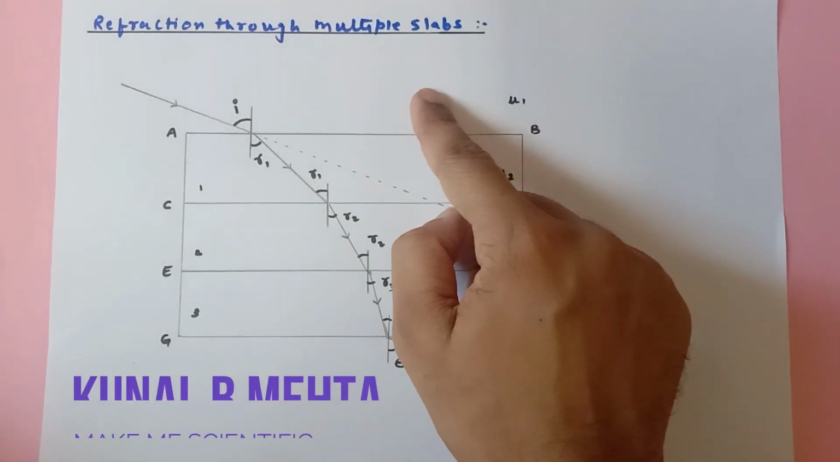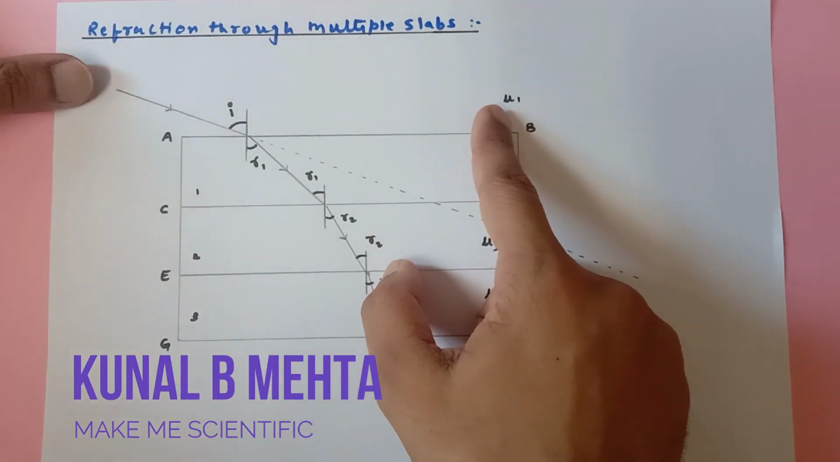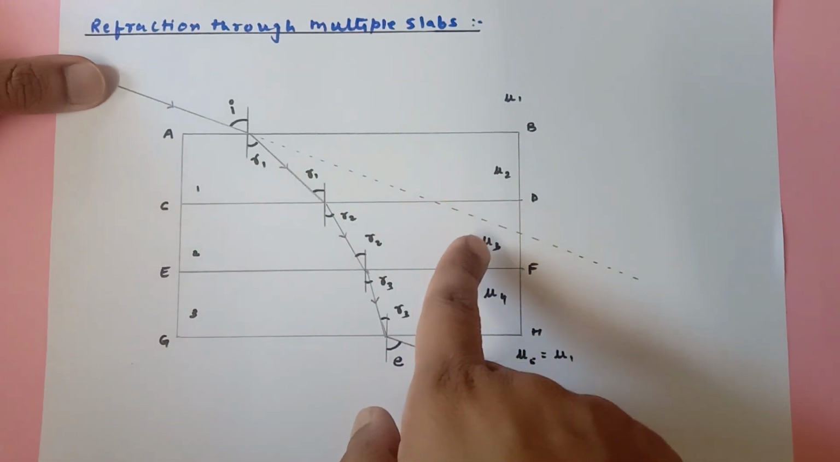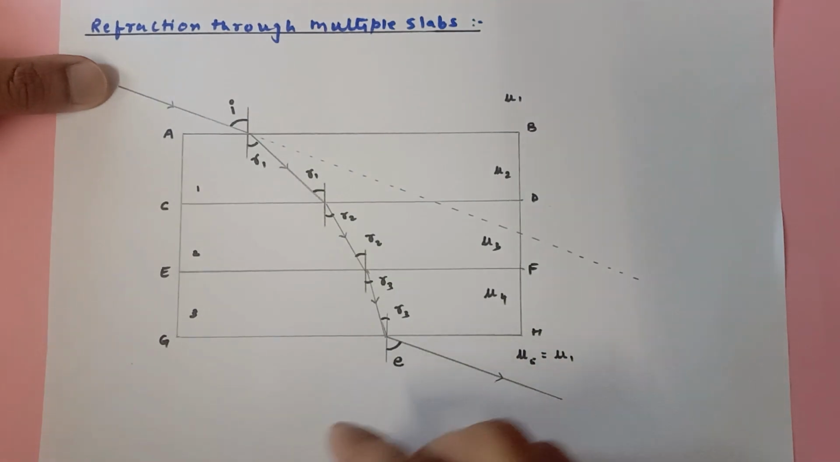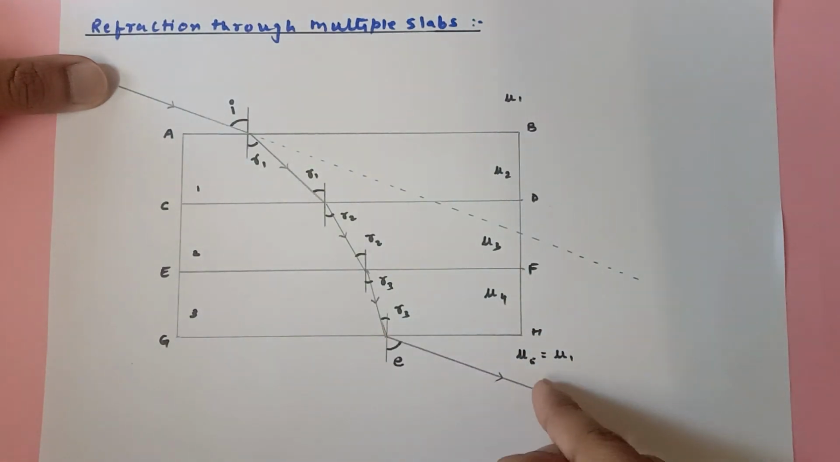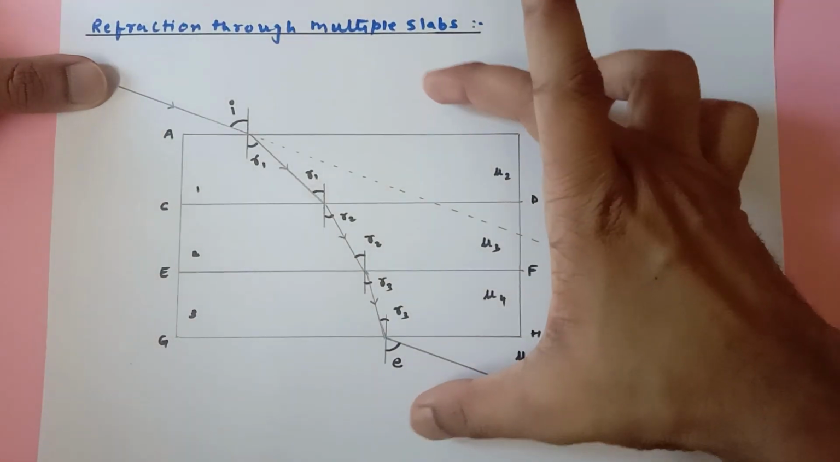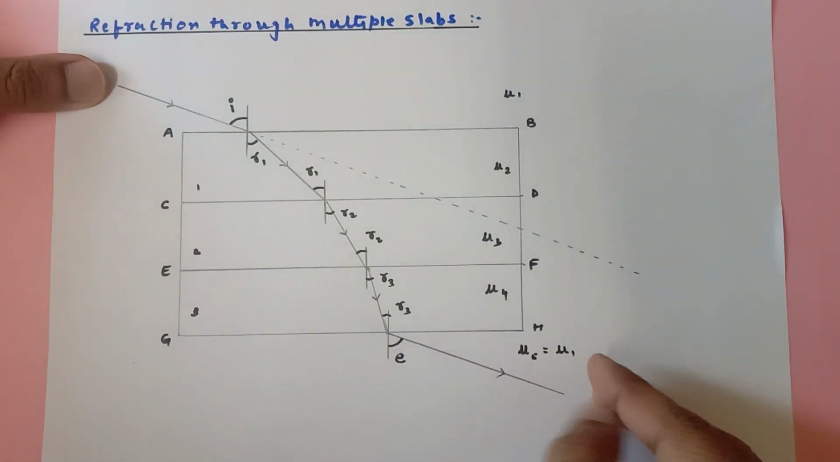So this medium in which you have the incident ray has refractive index mu1, and this is the first slab whose refractive index is mu2, second slab mu3, and the third slab has refractive index mu4. And again the ray comes back into the same medium, so I had earlier given it refractive index mu5, but mu5 and mu1 are the same, so these two mediums are the same. So finally the emergent ray is going out in the same medium.